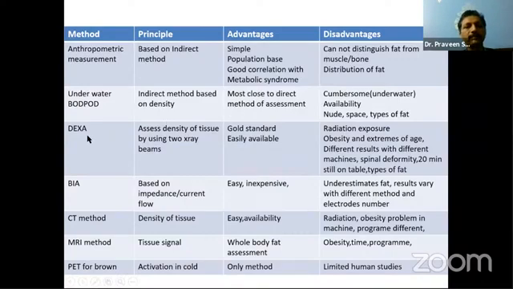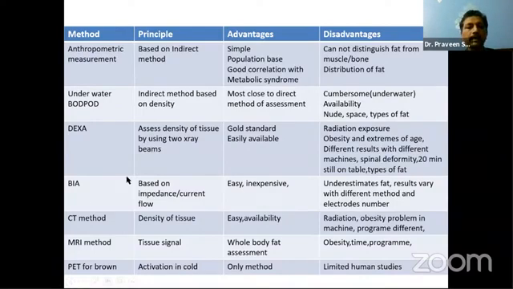Then we have the DEXA, which is now considered the method of choice for most children. Most studies have shown that DEXA is better than the CT and the MRI for the assessment of fat. It is based on the assessment of tissue density by using two X-ray beams. It is considered one of the gold standards for the pediatric group, and it is also easily available. But radiation exposure is a problem. Obesity is a problem, as patients with different machines have different problems. Spinal deformity is another: the patient needs to lie straight with no movement for about 20 minutes.